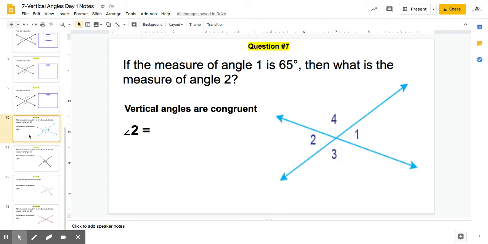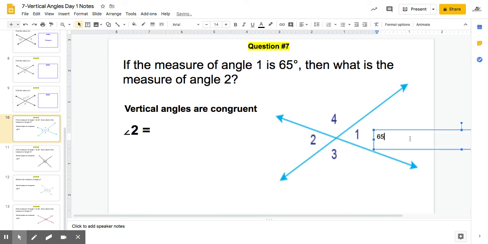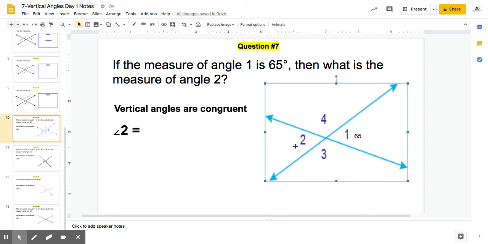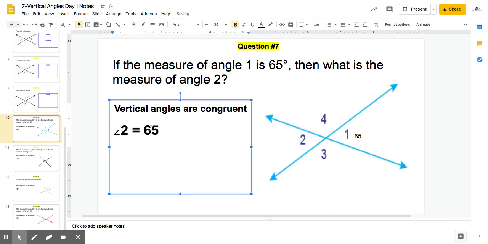So here I have a picture of two intersecting lines with four angles that are labeled 1, 2, 3, and 4. It's important to point out that these numbers do not represent the degree measure. It's just how we're naming the angles. So it says, if the measure of angle 1 is 65 degrees, then what is the measure of angle 2? Well, I know this angle 1 here has to be equal to 65 degrees. I'm asking you to find the measure of angle 2. Well, angle 1 and angle 2 are vertical angles because they are across from each other on a pair of intersecting lines, which means they have to be equal to each other. So if angle 1 equals 65 degrees, angle 2 must also equal 65 degrees.